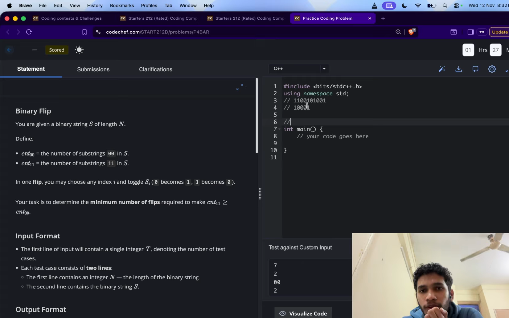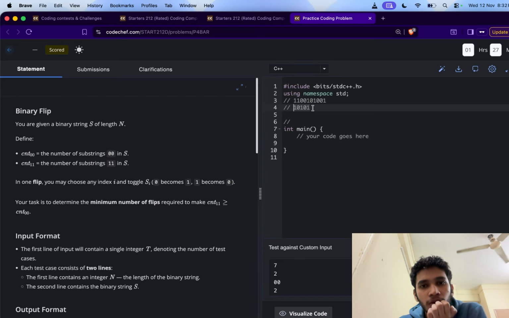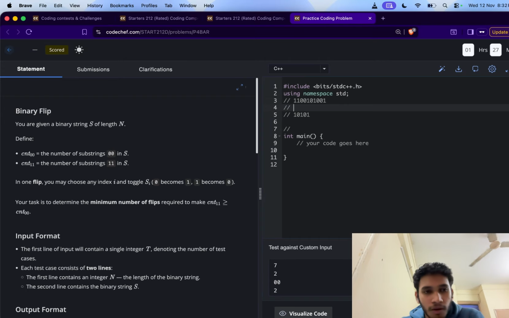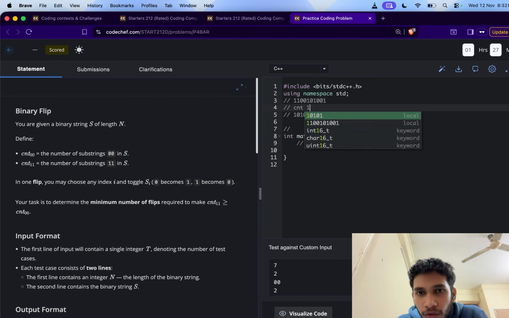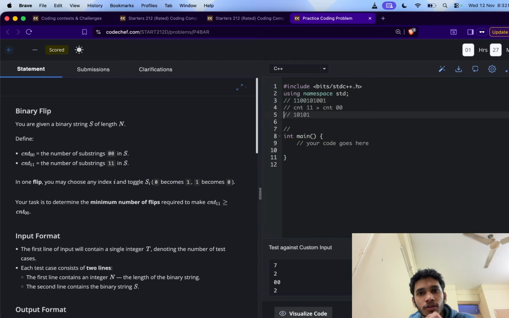And in one flip we can invert a particular, let's say, bit, and we want to find the minimum number of operations required to make the count of 1 bits greater than the count of 00 bits. Okay.